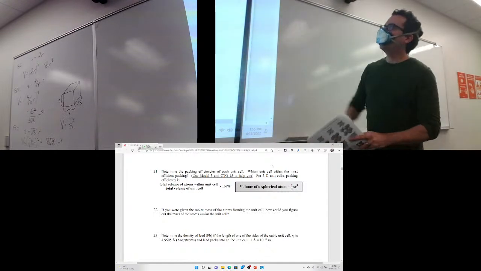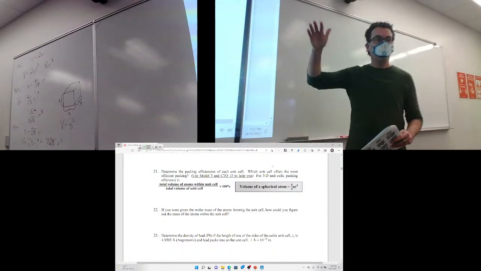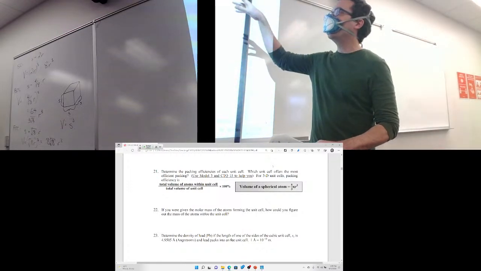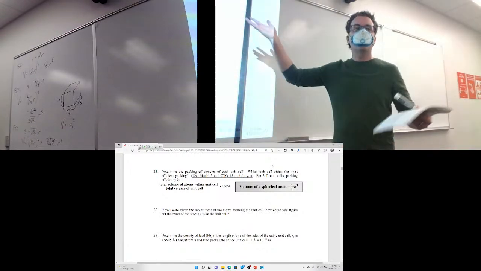So how do you calculate packing efficiency? Instead of area, we're going to look at volume. We're going to calculate the volume of the atoms within the unit cell. We're going to divide it by the volume of the unit cell itself.